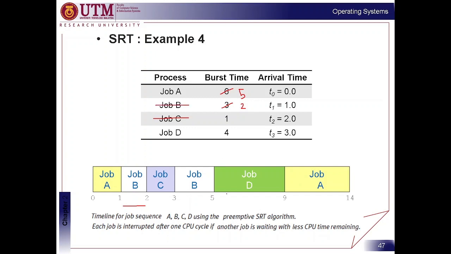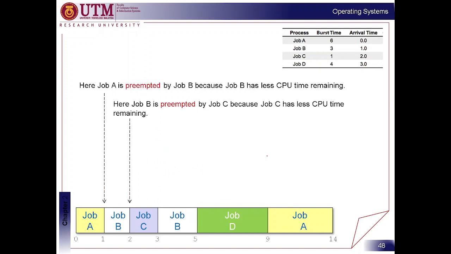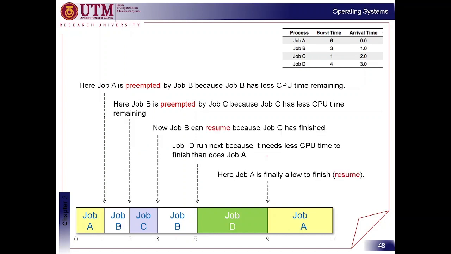So job B is already finished. Next, at time 5, job D and job A are available. So right now job D has smaller burst time, so job D will be executed. And lastly, we will execute job A. Okay, that finishes this example. It explains in more detail how it works. Basically, it's just the same as how I explained on the previous slide. So we will move on.